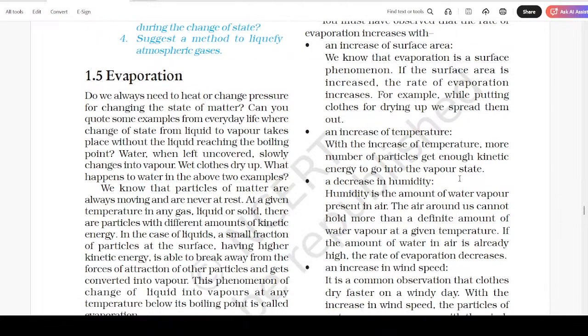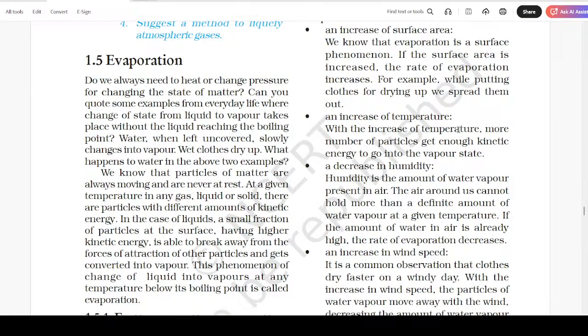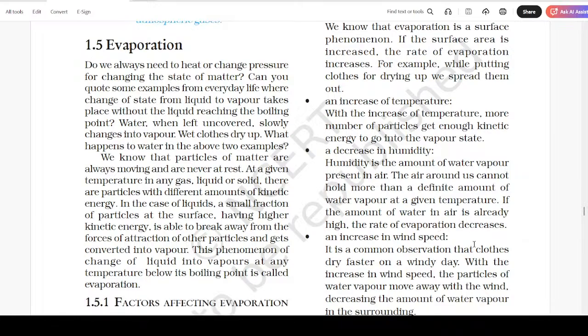An increase of temperature: with the increase of temperature, more particles get enough kinetic energy to go into the vapor state. A decrease in humidity: humidity is the amount of water vapor present in air. The air around us cannot hold more than a definite amount of water vapor at a given temperature. If the amount of water in the air is already high, the rate of evaporation decreases.